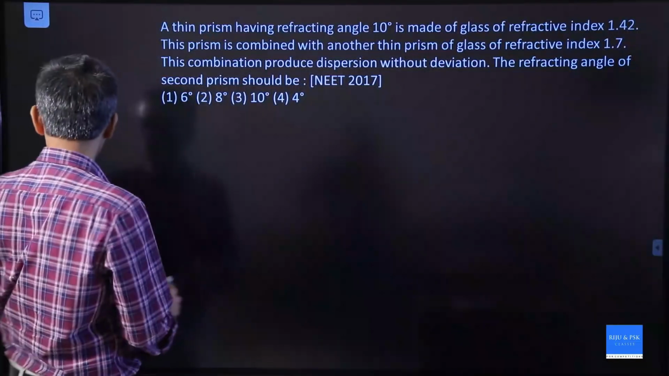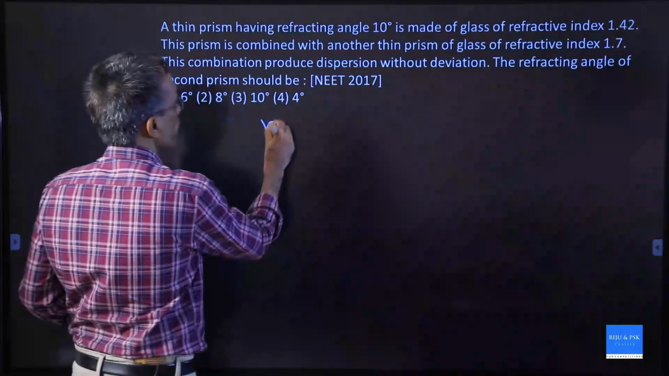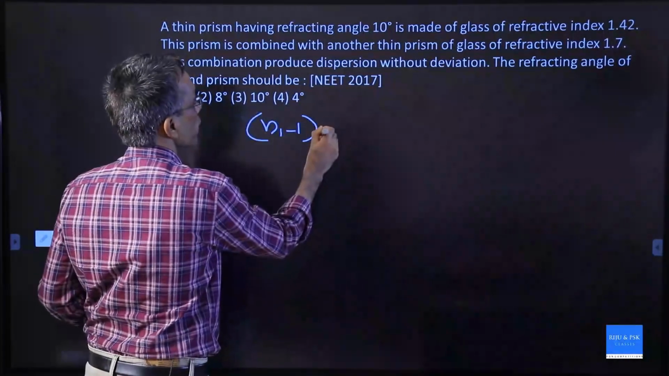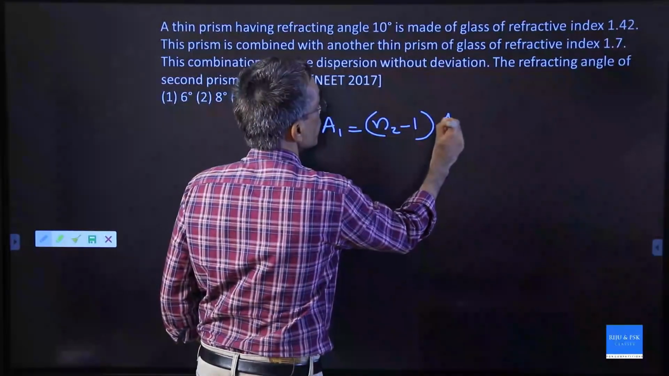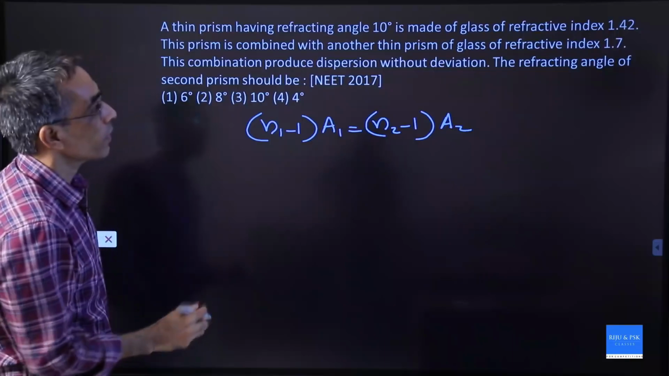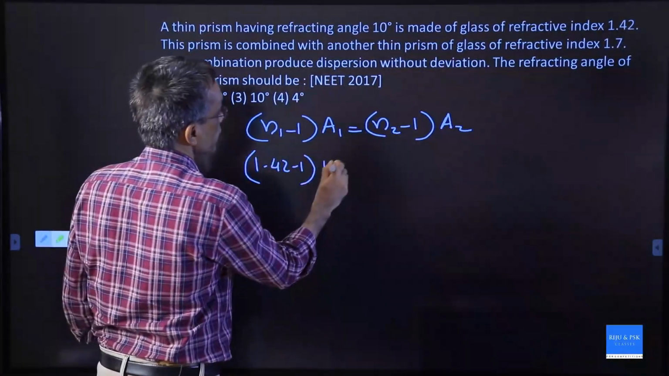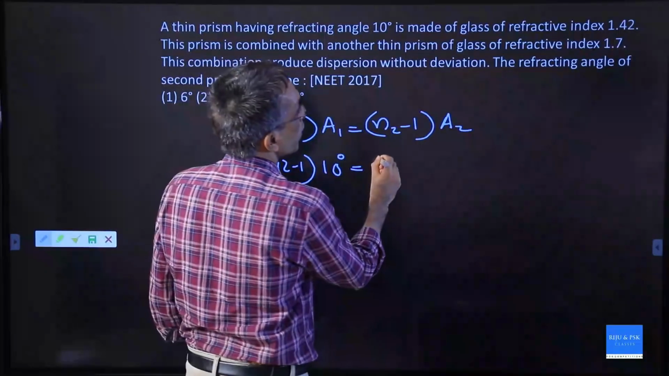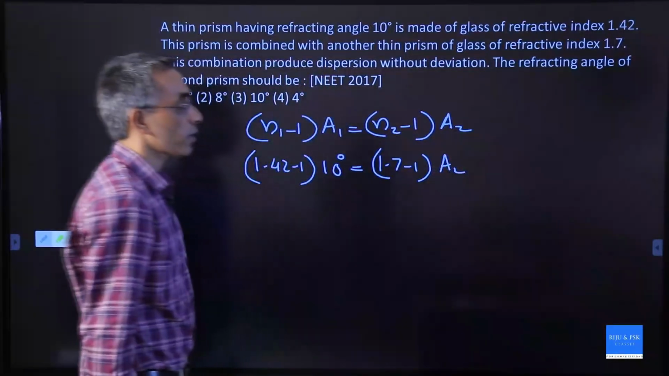So the calculation is simple now. You have a direct equation. What to write? (n1 minus 1) into A1 should be equal to (n2 minus 1) into A2. What is given? n1 is given as 1.42, minus 1, into A1, which is given as 10 degrees, equals (1.7 minus 1) into A2. We need to calculate A2.